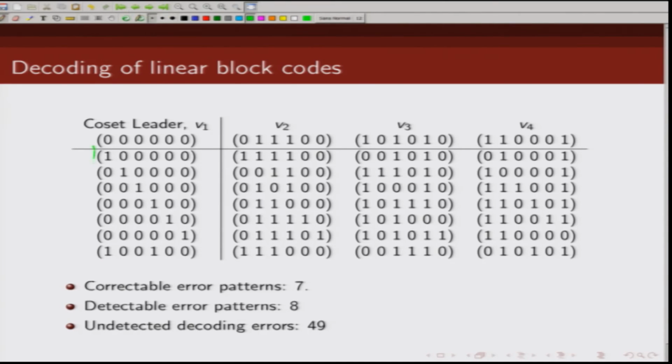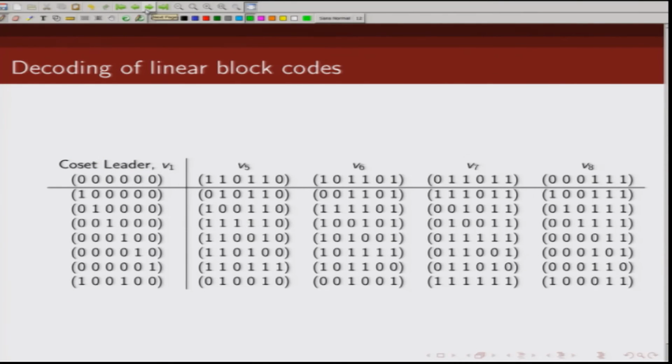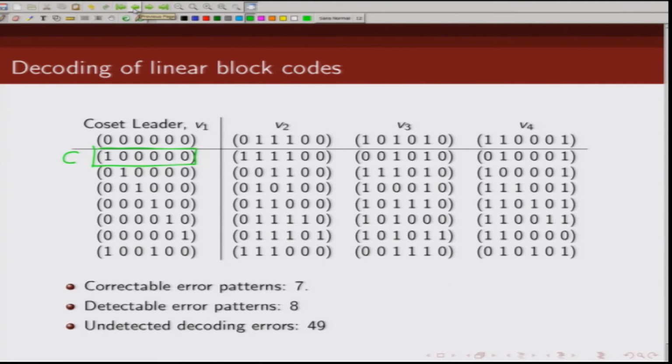So, this error pattern is correctable. If this error happens, this can be corrected. What about this? Let us look at other elements. This has 2 ones, 4 ones, 2 ones, 3 ones, 5 ones, 3 ones, 4 ones. So, clearly this has only one, rest others all have weight 2 or more. So, if this is the error pattern and we make this as coset leader, this is also correctable.